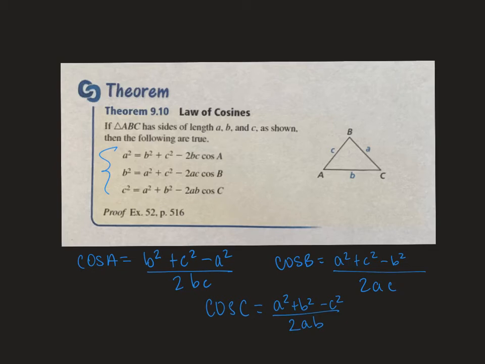Now remember, it's cosine A, cosine B, cosine C. So to get A, B, and C by themselves, you'd have to do your inverse cosine. But that formula makes it a little bit easier to solve for an angle than the ones above. But either way, it'll work for an angle or a side as long as you're completely solving. So law of cosines. Let's look at a few examples.